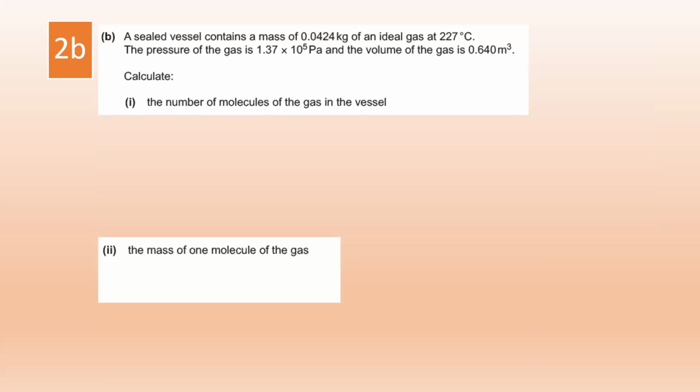A sealed vessel contains a mass of 0.0424 kilogram of ideal gas at 22.7 degrees Celsius. The pressure of the gas is 1.37 times 10 to the power 5 Pa, and the volume of the gas is 0.4640 meter cubed. Calculate the number of molecules in the gas vessel. We have 10 more minutes. Okay, what formula to use?